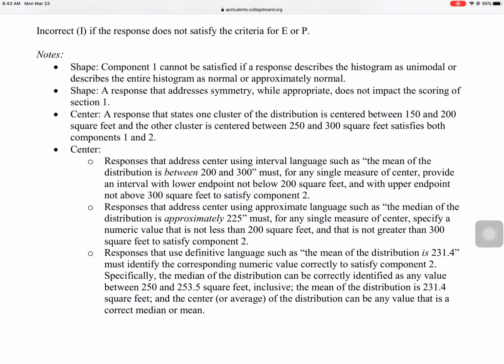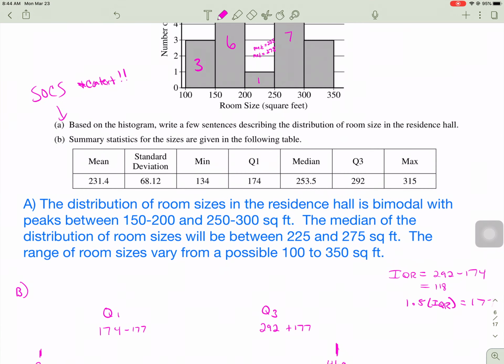Yeah, so basically what they're saying is if you throw a number in there, you have to say approximately. So if you say, oh, I think the median is about 225, that's fine because you said about. You can't say the median is 225. You can take an educated guess as long as it's accurate, but you must use approximate language. Keep that in mind. Now, part B.